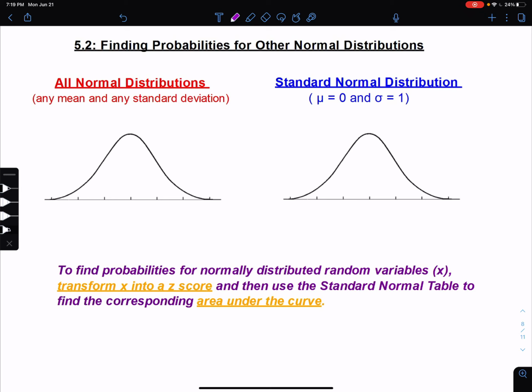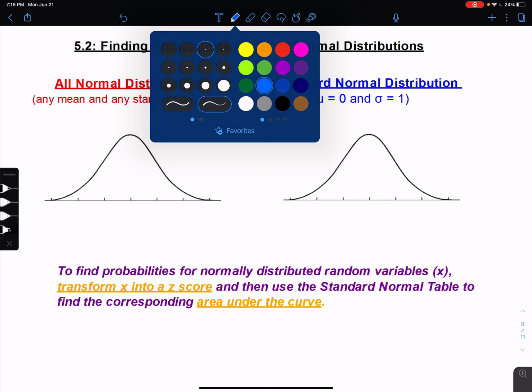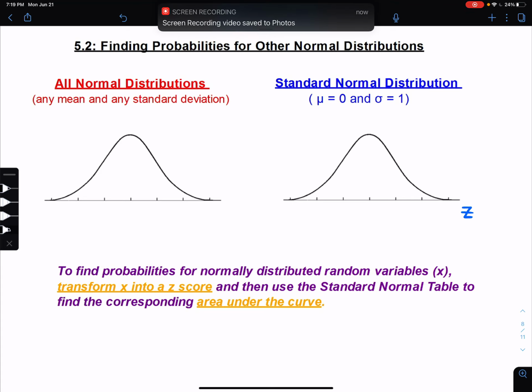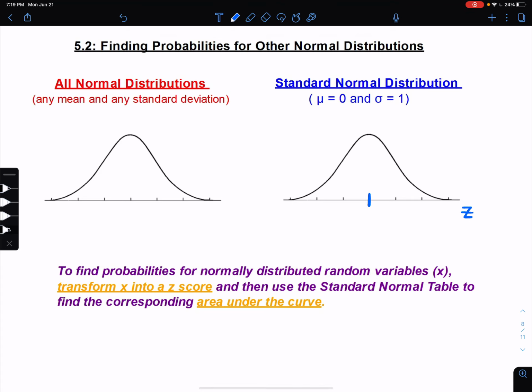Okay, so we've learned how to use the standard normal table, and we've learned how to work with the standard normal distribution. Remember, what that means, if you're dealing with a standard normal, is that you're working in terms of z. You have a mean of 0, and your standard deviation is equal to 1. That's why it goes 1, 2, 3 to the right, negative 1, 2, 3 to the left.